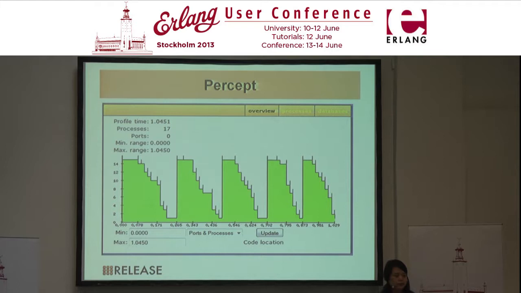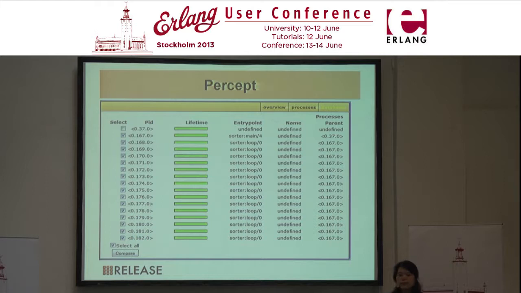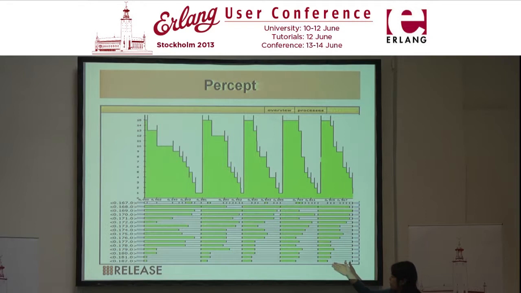Here you can see a list of processes, some basic information about the entry port name or parent process, and you can select these processes and compare their runnability. Like here, at the bottom part you see what time the process is runnable and what time the process is blocked. So this is Percept.